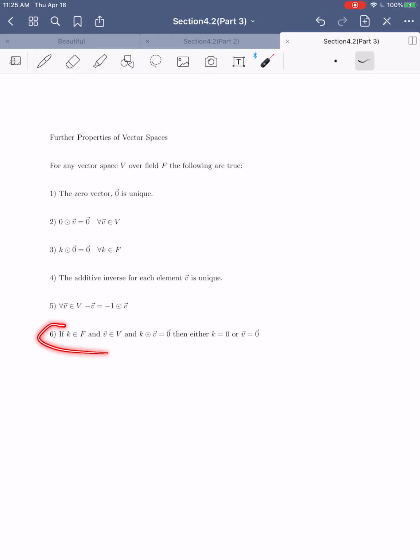Finally, this last guy is sometimes called a zero divisor property or something like that, which says if you have a scalar from your field and a vector from your vector space, and your scalar times your vector is the zero vector, then either the scalar is 0 or the vector is 0. In other words, you can't take two non-zero things, multiply them together, and get 0. One of them must be 0 if their product is 0.